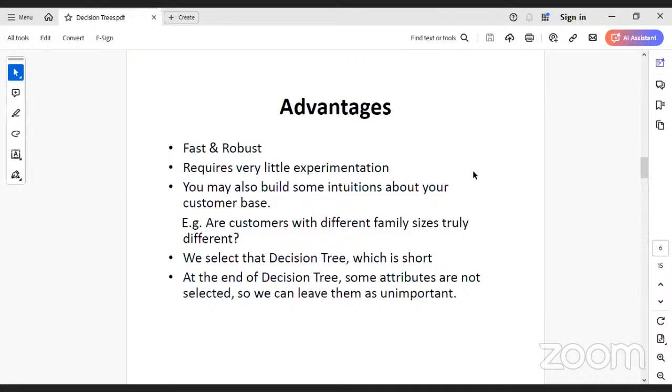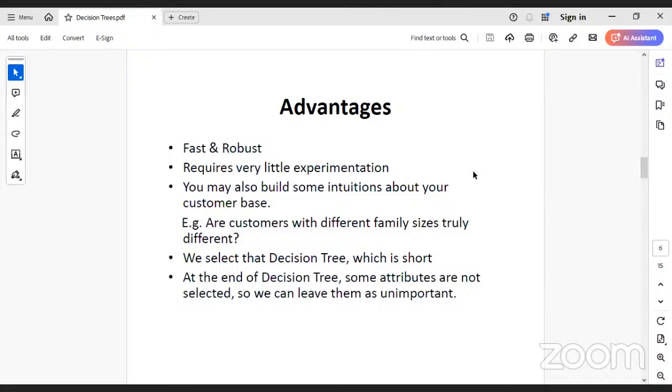The first one is that it is fast and robust. It is very quick in learning and also predicting. It requires little experimentation. Suppose you didn't take out, say, the outliers, but still it can work out. It will give rules, and the one which is short will be used most often. Then it will also tell us which attributes, attributes meaning columns, which type of data we should use and which type of data we can throw away. So these are some of the advantages of decision trees.